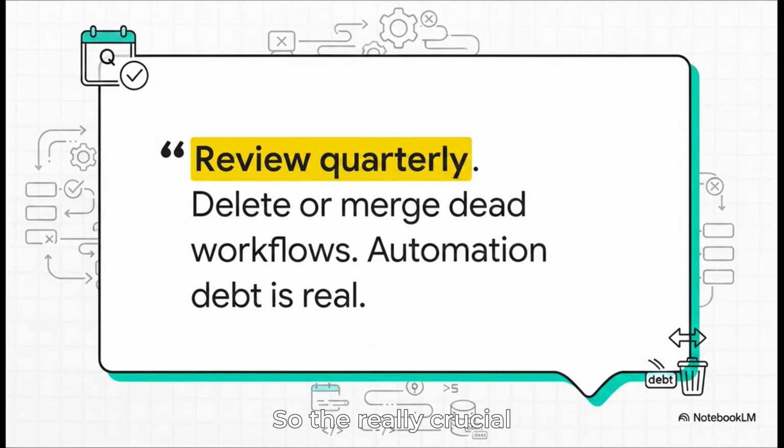So, the really crucial takeaway here is this: review quarterly. Delete or merge dead workflows, because automation debt is a very real thing. Just like actual code, automations require maintenance. If your team completely forgets what a bot does, or if it triggers unexpectedly in the wrong channel, you've got too many. Always prioritize quality over quantity, and make sure you audit your workspace every single quarter.